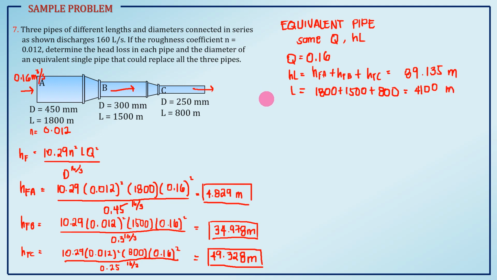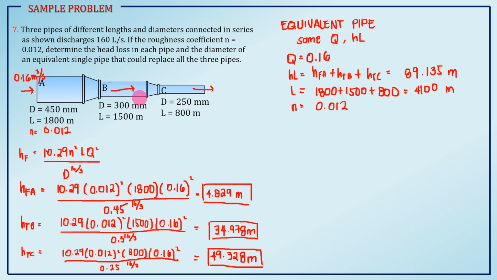Ayan. Then, for the N, hindi rin naman siya magbabago based on the problem. So, 0.012 pa rin. So, the material of the pipe is the same. Ang mag-iiba lang is yung magiging diameter niya. Kasi i-replace na natin tong tatlong pipe into 1. So, what would be its diameter?